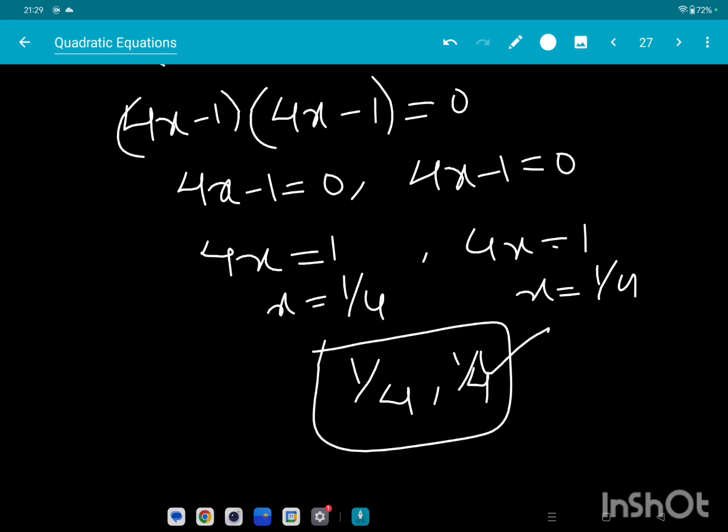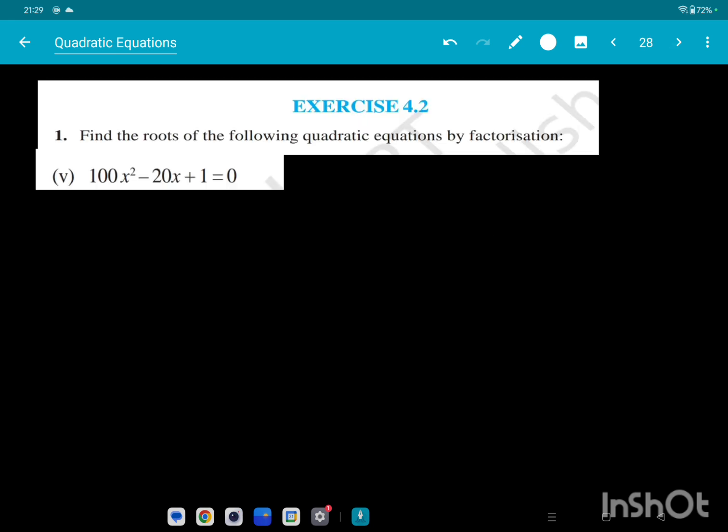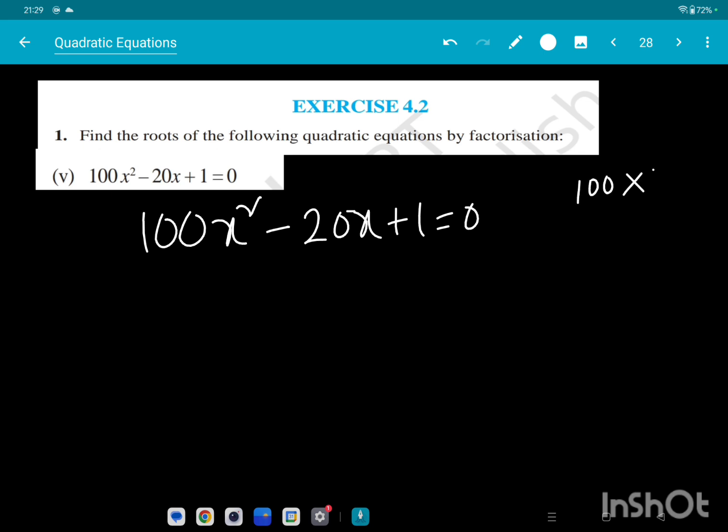This is the way we will find out the roots by the factorization method. Now the next question is 100x square minus 20x plus 1 is equal to 0. What is the first step we need to do? We need to check the product of the first and last term. Here the first term is 100 and the last term is 1. Then what is the product? 100 is the product.